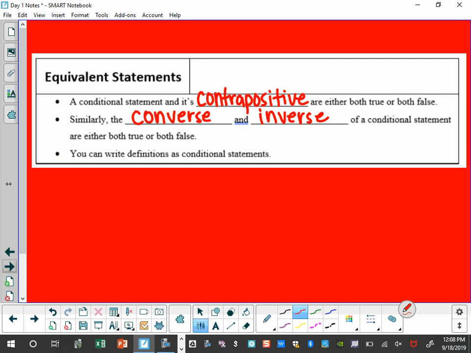You can write definitions as conditional statements. We'll talk about this more later in the unit. We're asking ourselves, is this true? Is this false?